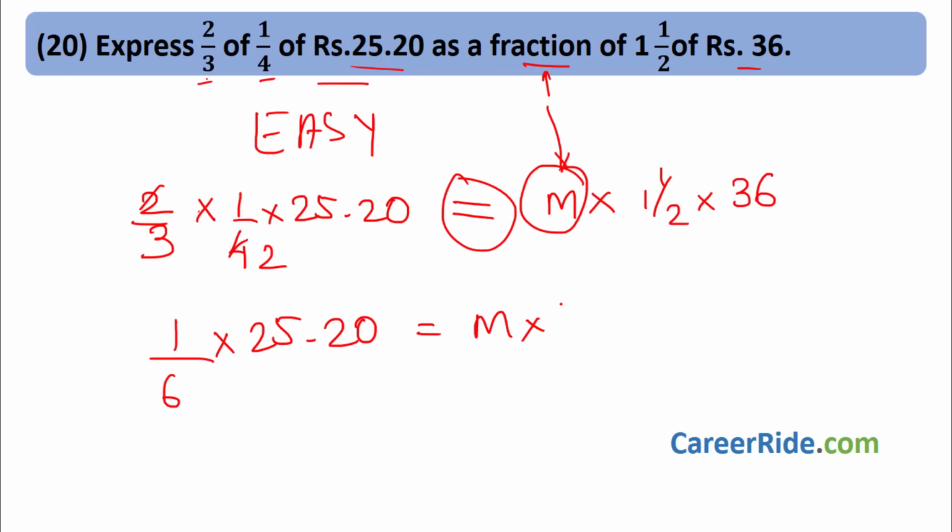25.20 divided by 6 into 3 into 18. Okay, so let us see, is it divisible by 3? 3 8s are 24, 3 4s are 12. Okay, this is divisible by 3. Let us see whether it is divisible by 6. 6 4s are 24, 1.40, that is 1.40 divided by 18. Okay, that is nothing but, we can divide, 0.7 upon 9, that is 7 upon 90. This is the answer. So the fraction is 7 upon 90.